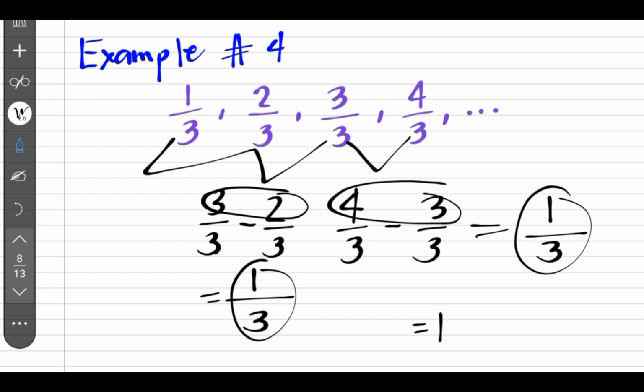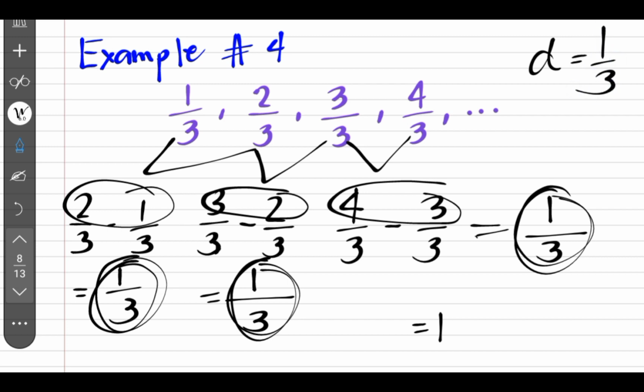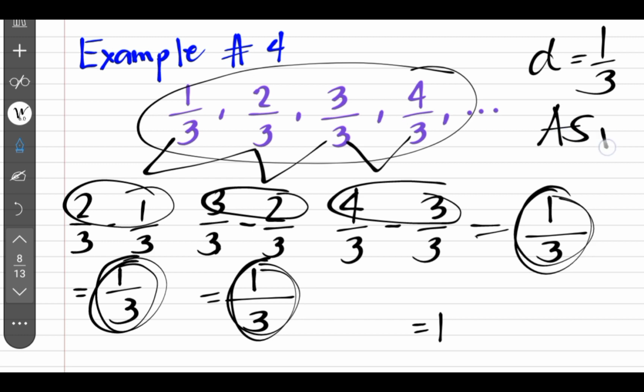And last, subtract 2/3 and 1/3. So copy the common denominator, which is 3, and subtract the numerator. So it is still 1/3. So we can conclude that the common difference is 1/3, and this sequence is an arithmetic sequence.